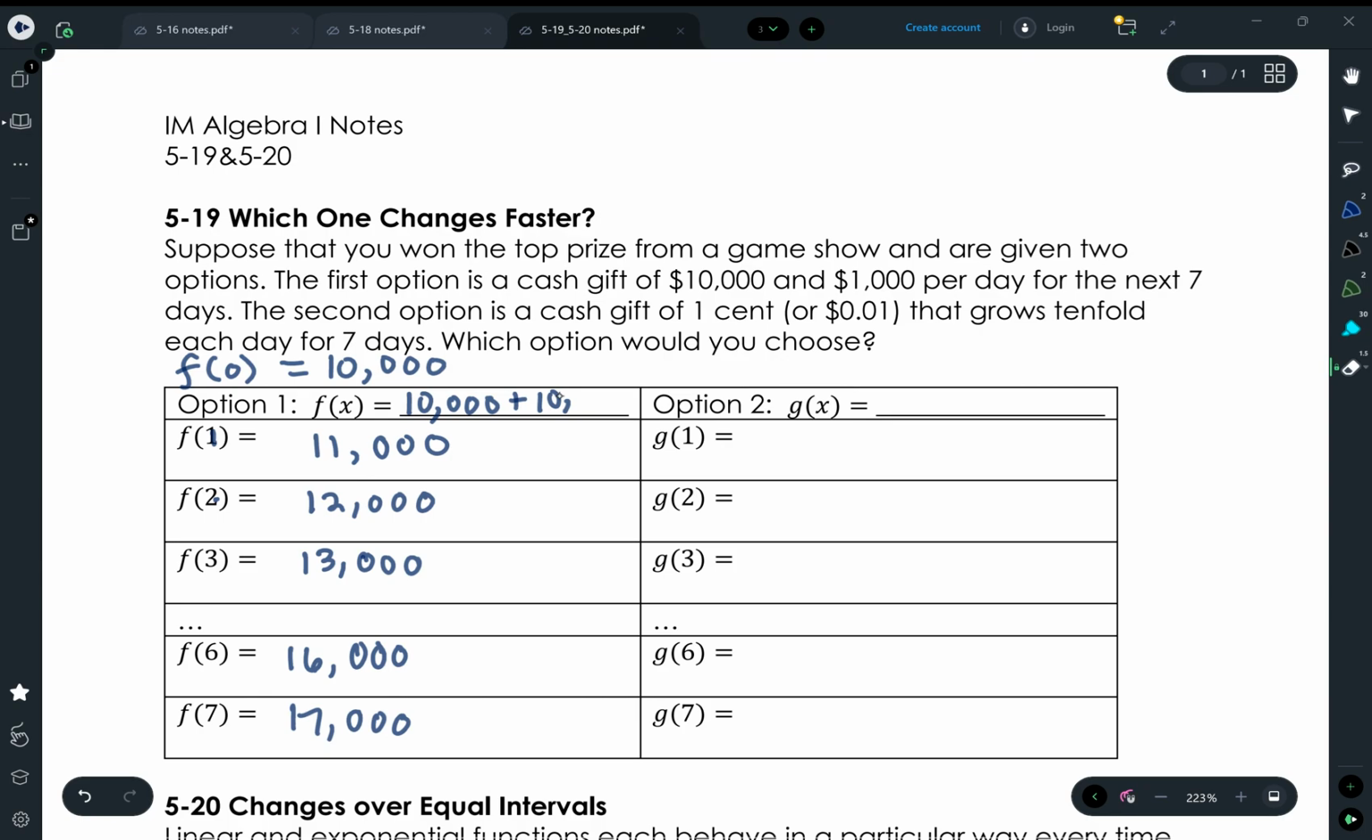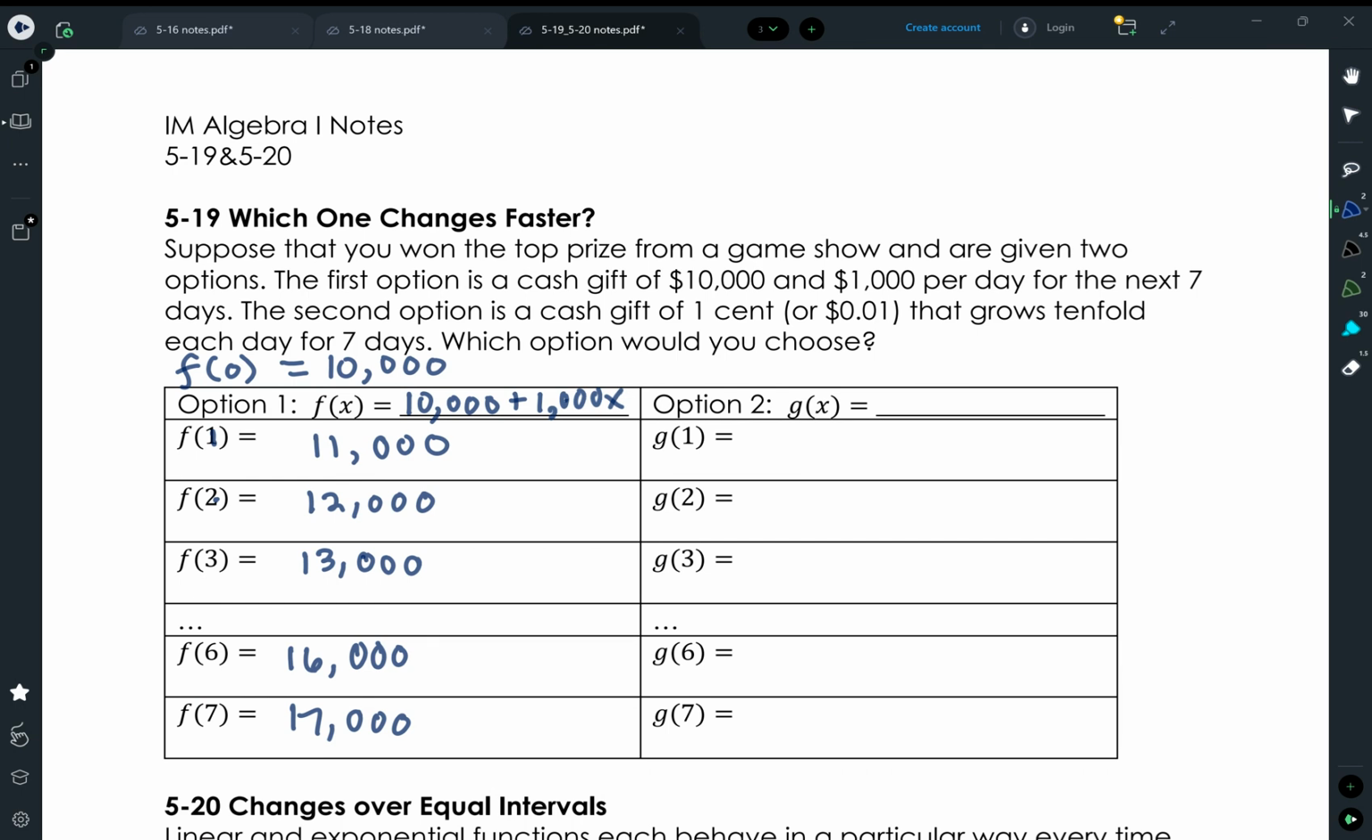So I'm adding 1,000 times my number of days. And those number of days are going to be x. So 1,000x. And this works. If I put in a 3, for example, it's 10,000 plus 1,000 times 3, right? So that's my linear equation. So the first option is linear.